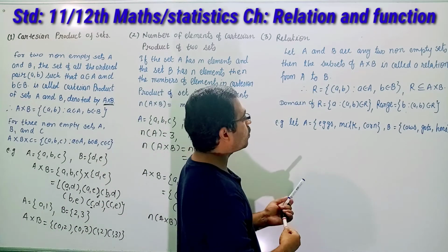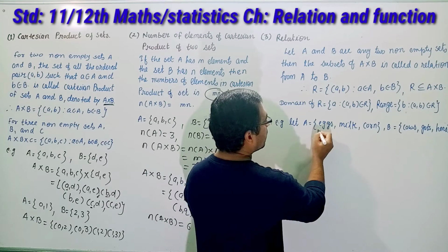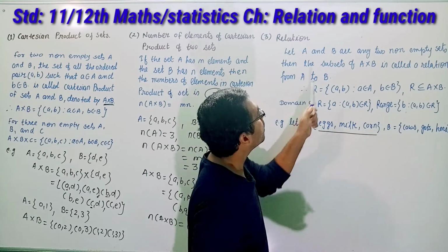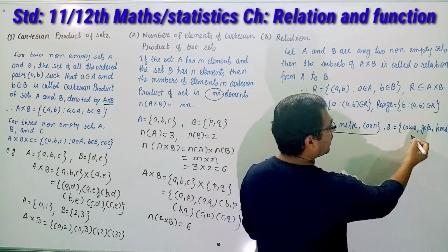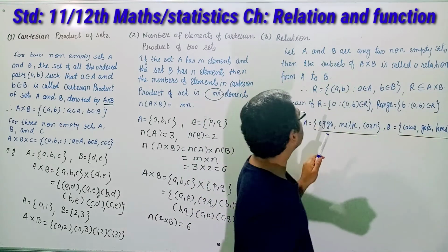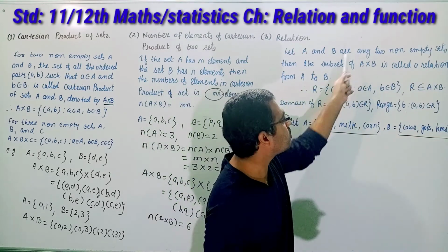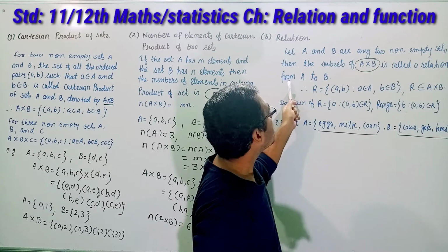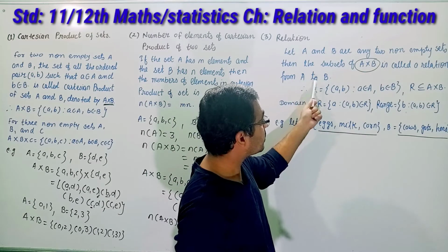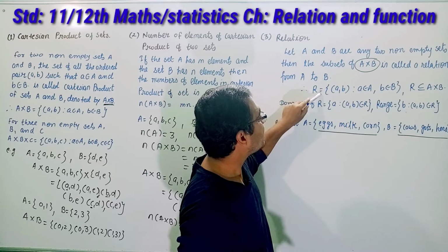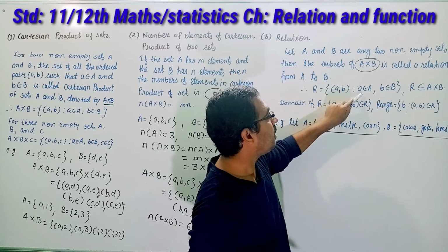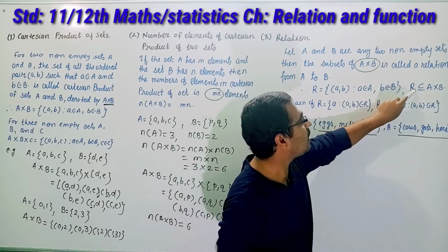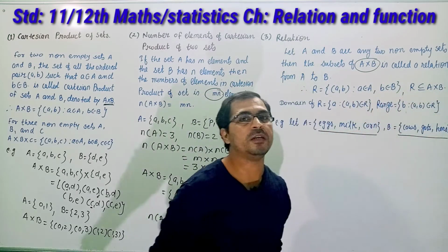Here we have considered two non-empty sets: A having the elements egg, milk and corn, and the other set having cows, goats and hen. Then a subset of A cross B is called a relation from A to B. So a relation is a set of pairs (a, b), where the first component belongs to A and the second component belongs to B. So a relation is a subset of A cross B.